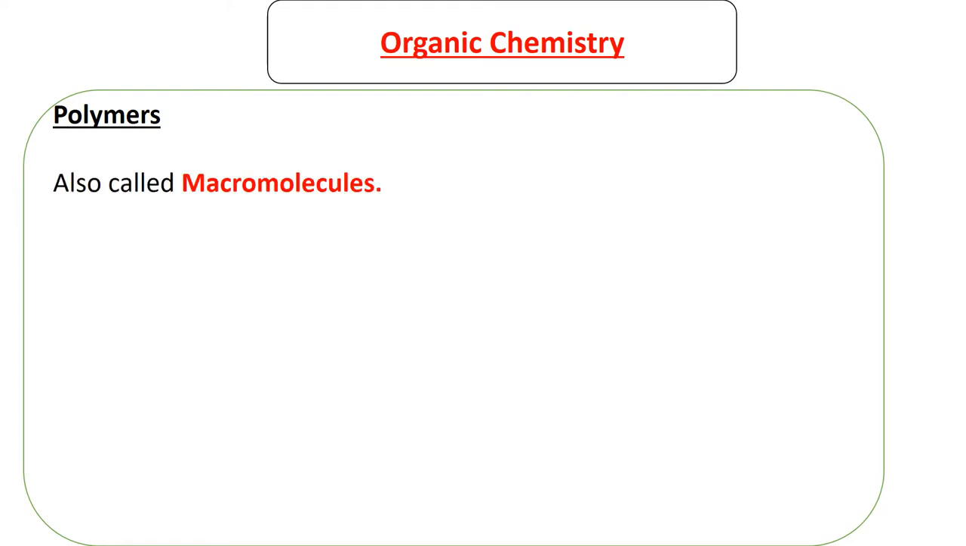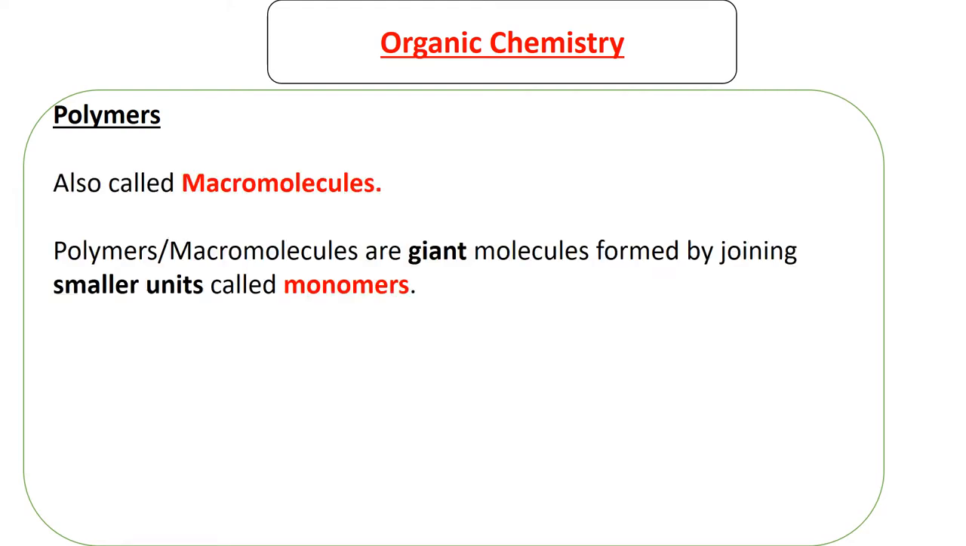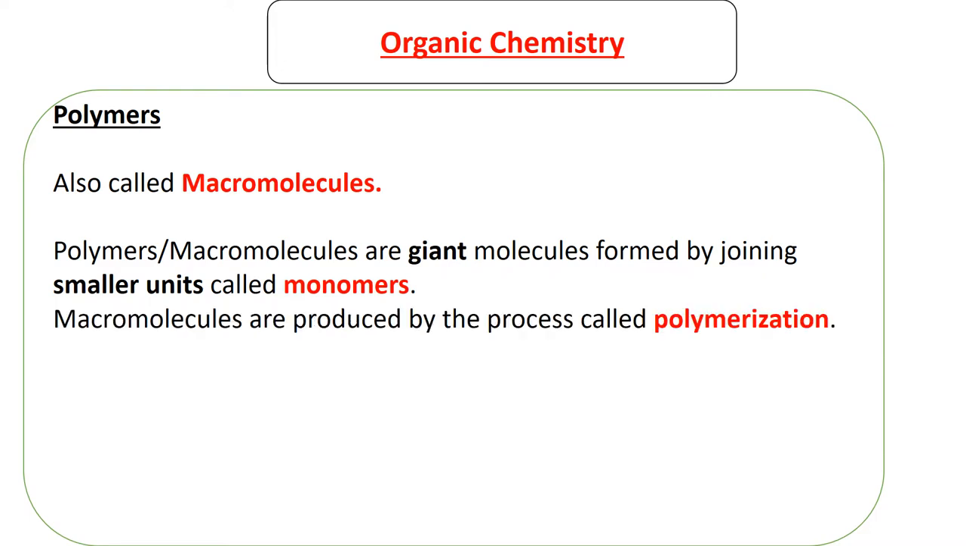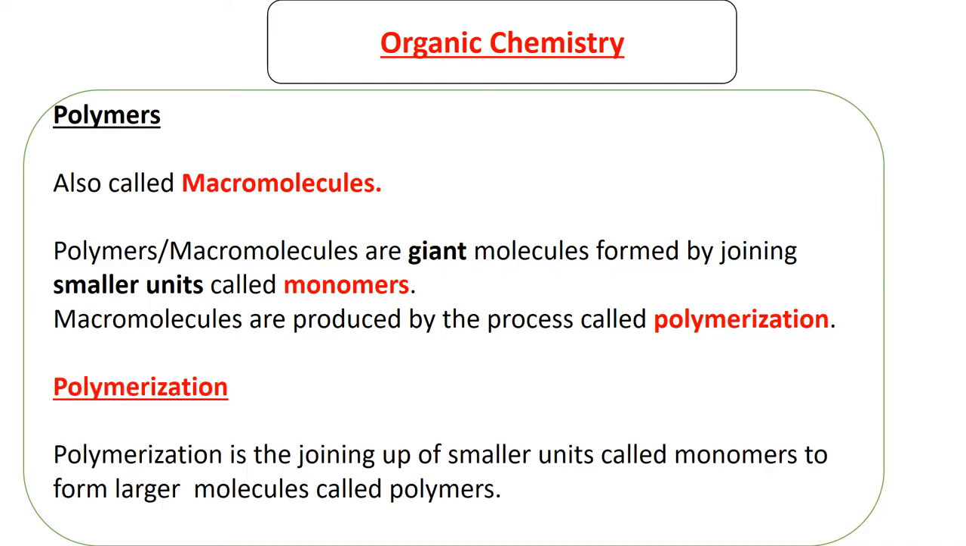So polymers are also called macromolecules. Polymers or macromolecules are just giant molecules formed by joining smaller units called monomers. If, for example, a house is a polymer, then the blocks that make up the house represent monomers. These polymers or macromolecules are produced by the process called polymerization. The definition for polymerization is the joining up of smaller units called monomers to form larger molecules called polymers.